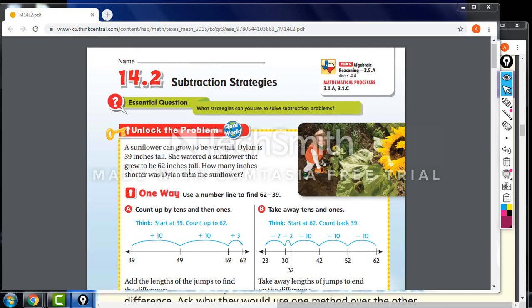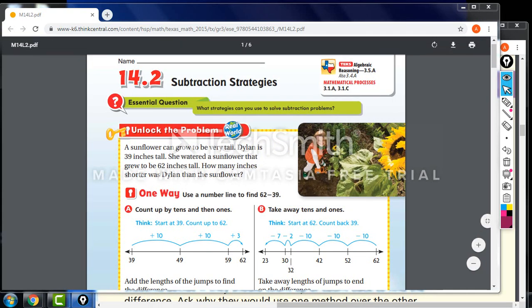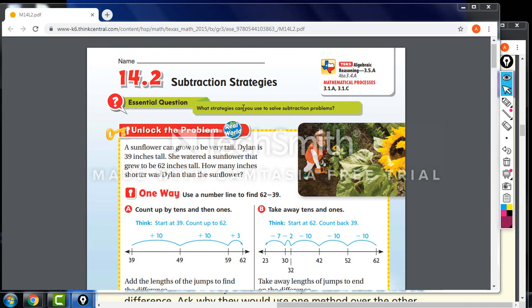So let's go ahead and look at 14.2 today. We're looking at subtraction strategies, and we're going to be looking at the same type of strategies we used yesterday or Monday with the addition strategies. We're looking at mathematical equations, strip diagrams, and number lines. The process is pretty much the same, but you're subtracting.